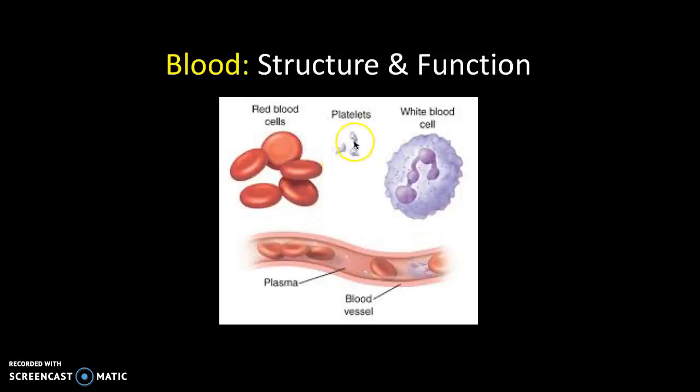Then here you have platelets, which are responsible for clotting in damaged areas to reduce blood loss, which we looked at. You also have white blood cells, or leukocytes, which are responsible for fighting against disease and infection, keeping us healthy. And you have plasma, which essentially carries solids and is the majority of our blood.